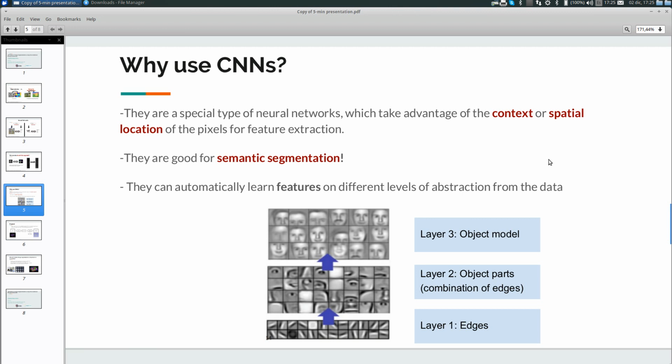Now, why do we use convolutional neural networks, also called CNNs? Because they are a special type of neural network for images. What makes them so special is that they can take advantage of the context and spatial location of each pixel. That's why they are good for semantic segmentation. Also, CNNs can learn different levels of abstraction from the data. In this example, we have 3 different levels of abstraction. In the first one, the CNN learns edges. In the second, it learns object parts. And in the third, it learns combinations of edges, which are eyes, noses, etc.